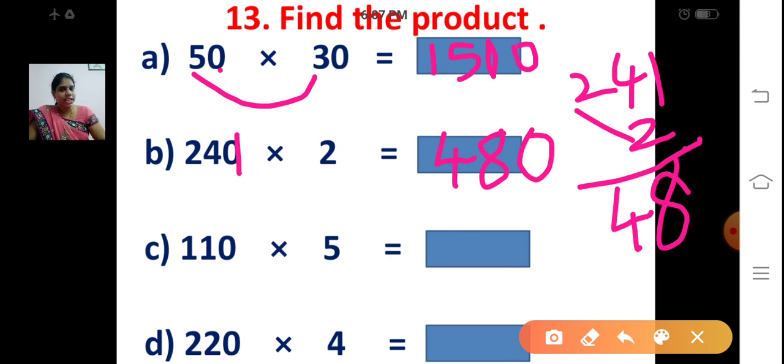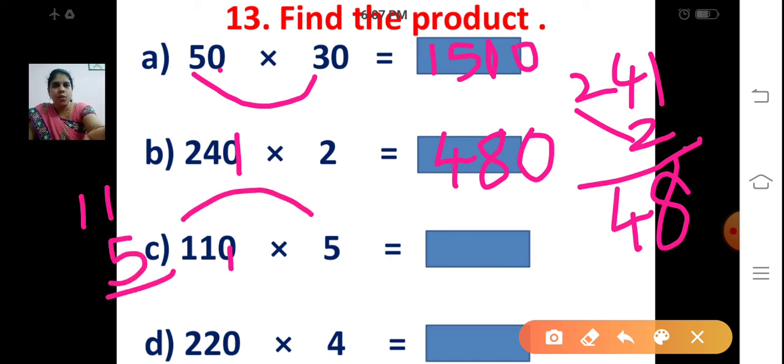Clear? Now same way, third sum. This 0 we'll write at the last. We'll just multiply 11 by 5. 1 5 is 5. Again 1 5 is 5. Write down 55. Followed by how many zeros? 1 zero. Write it at the last.